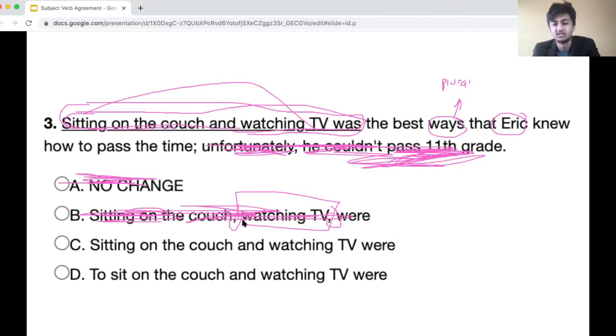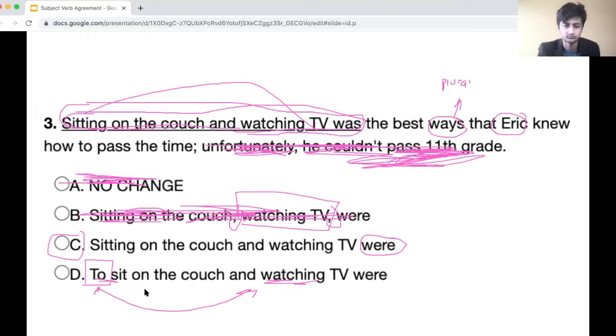Sitting on the couch and watching TV were the best ways Eric knew how to pass time. Yes, this one makes sense. Sitting on the couch is a noun. Watching TV is another noun. This creates a plural noun, and the plural noun is associated with the were. So C would be the correct answer. D: To sit on the couch and watching TV were. This is another tricky one, but if you're a native English speaker, you know that to sit on the couch and watching TV, what does that do? This isn't parallel. These don't connect. It needs to be sitting on the couch and watching TV, or to sit on the couch and to watch TV. So this would be wrong as well, making C the right answer.